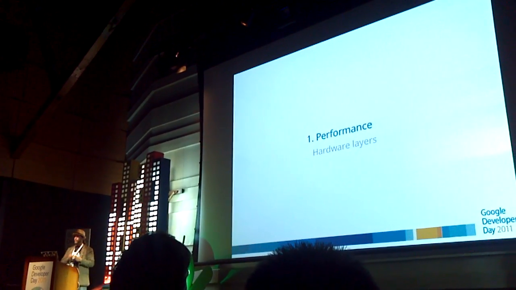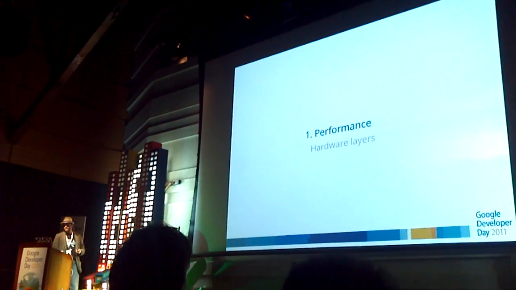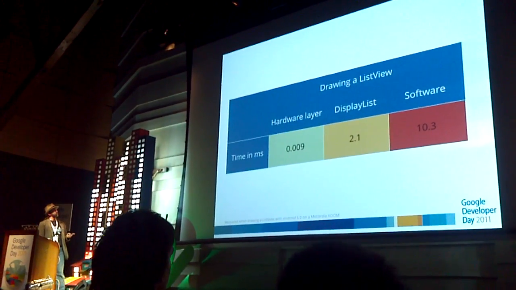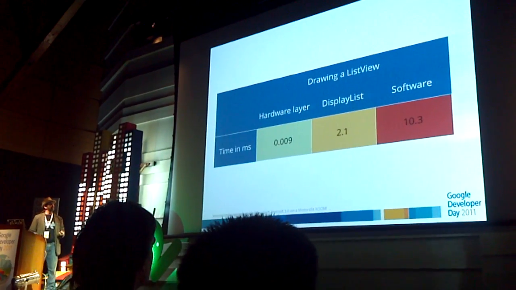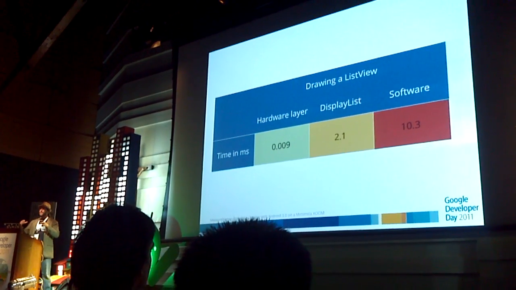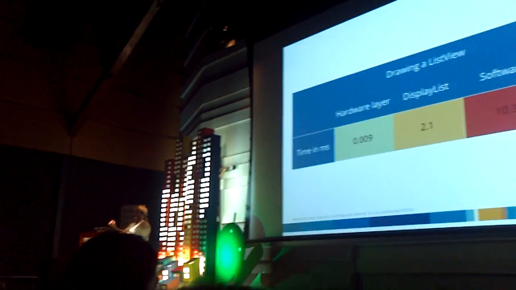Hardware layers render a view into a hardware texture. This allows for this kind of performance. So when we're drawing a list view that gets drawn into a hardware layer, and we have to, let's say, do an animation on it, we're going to move it around. It's not changing the value of the list, we're simply transforming the list in some way.